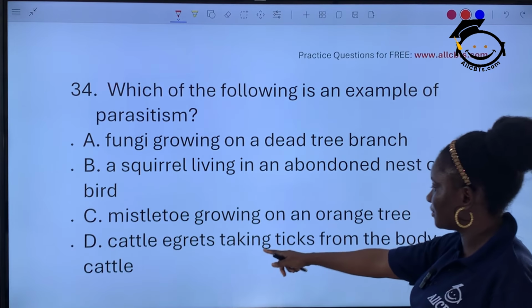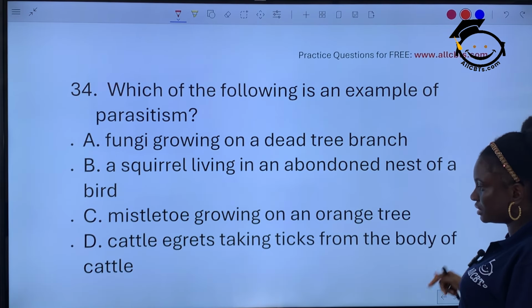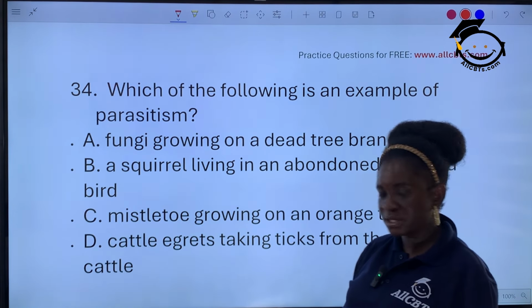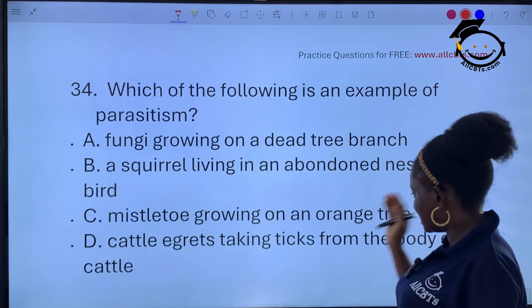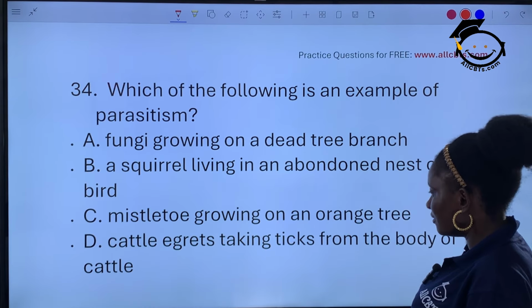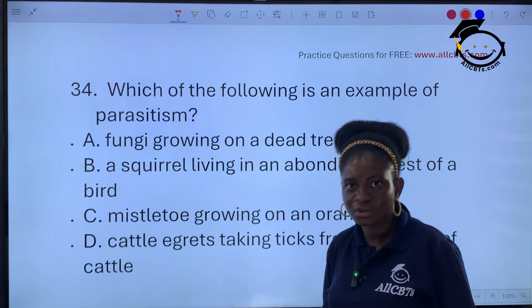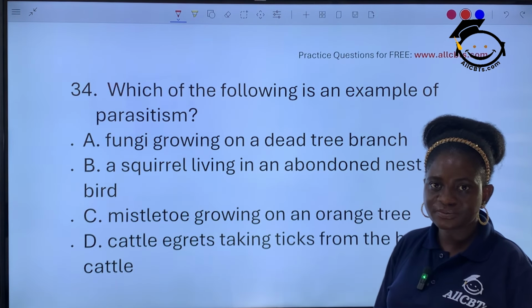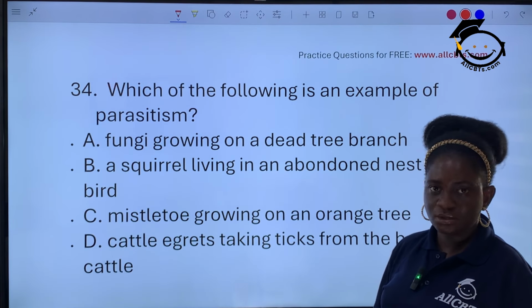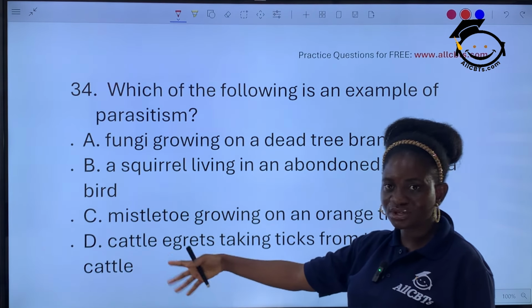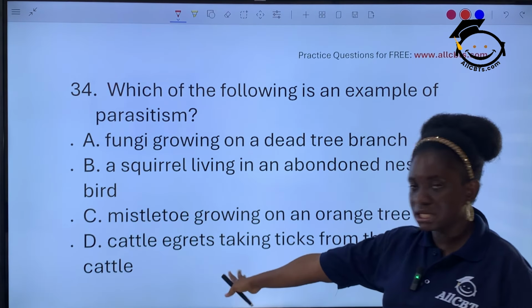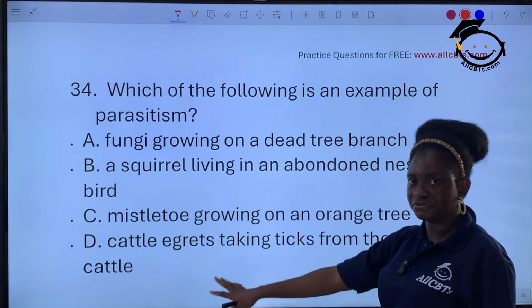D, cattle egrets taking ticks from the body of the cattle. This cattle egrets feed on ticks, and as it's taking the ticks from the body of the cattle, it's even helping the cattle. It's not doing any harm to the cattle, right? So both of them are benefiting. It's a mutualism kind of relationship.